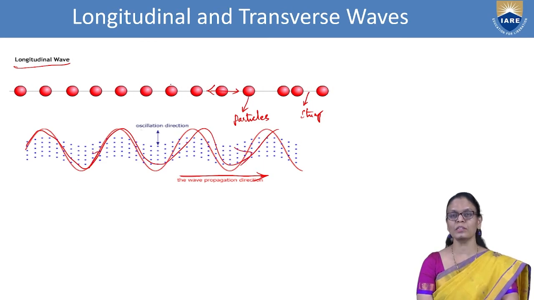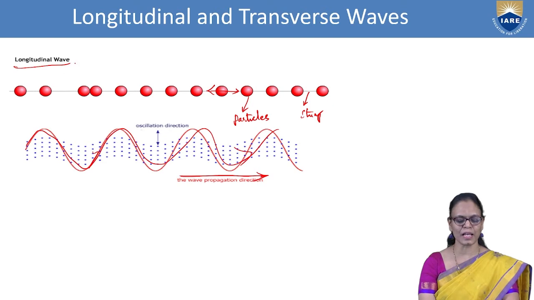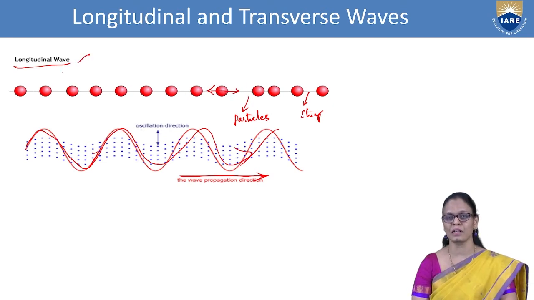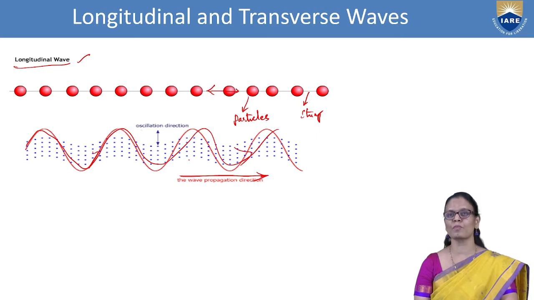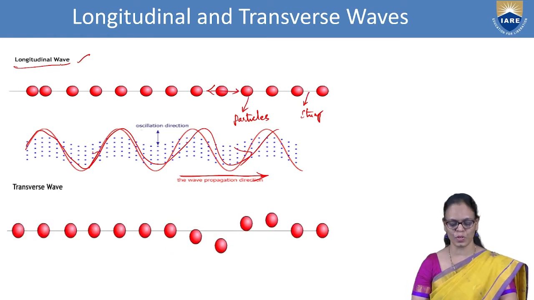So how are the particles vibrating? That decides what type of wave it is. So here they are vibrating parallel to the direction of motion of the wave. So we call it as longitudinal wave. Now coming to the transverse wave.